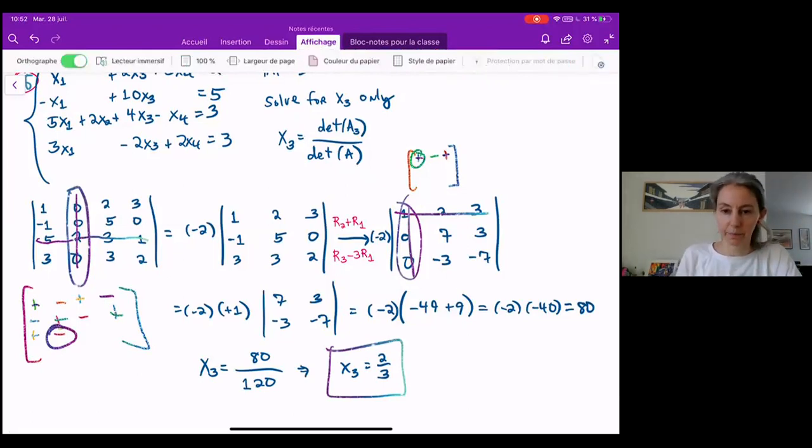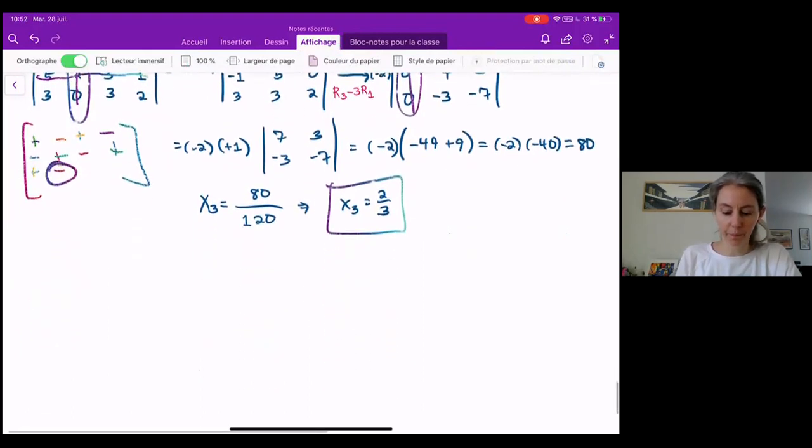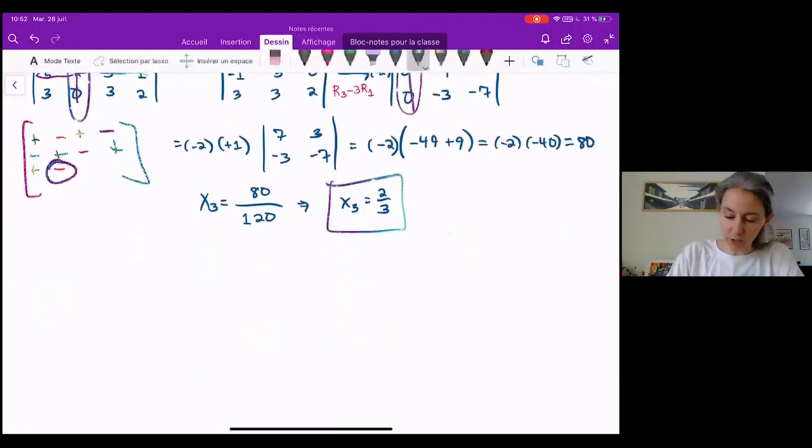Number 9. Already move on? It's vector time and planes and lines.